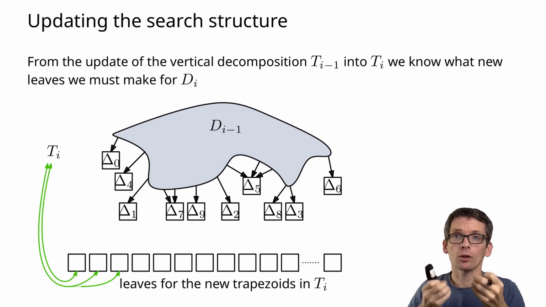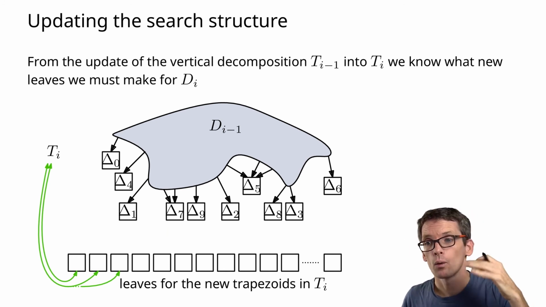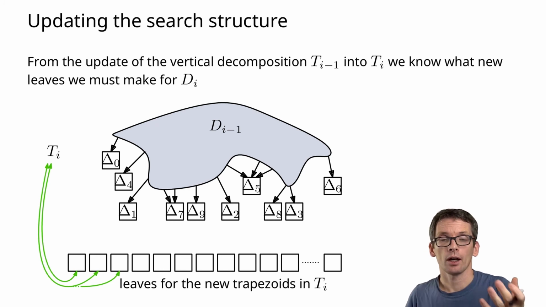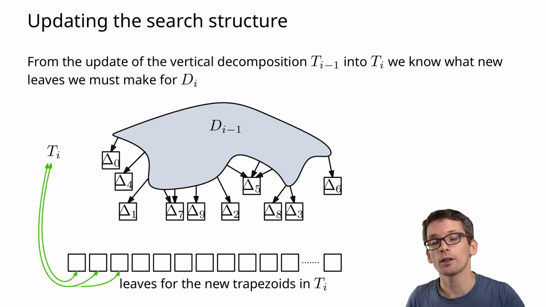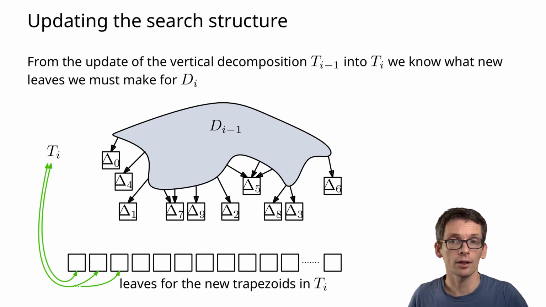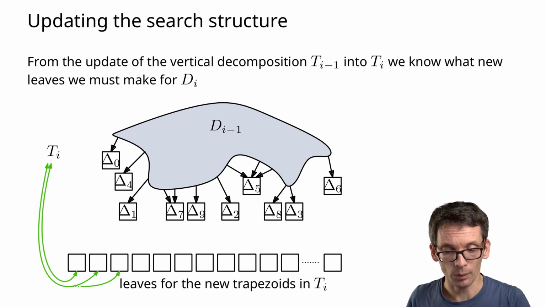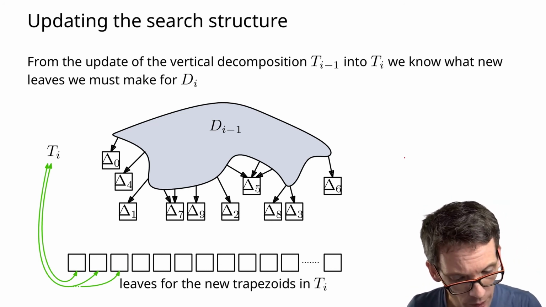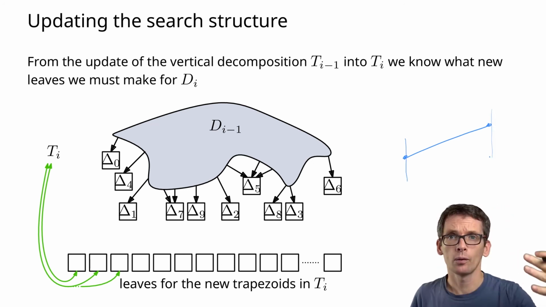From that we also know which trapezoids need to be removed, which also means that we know which leaves of the search structure have to be replaced. So we can mark those. We can also create new leaves for the new trapezoids, and now we just have to link this up appropriately. And now we are in the situation that the new segment will have 2 vertical extensions.